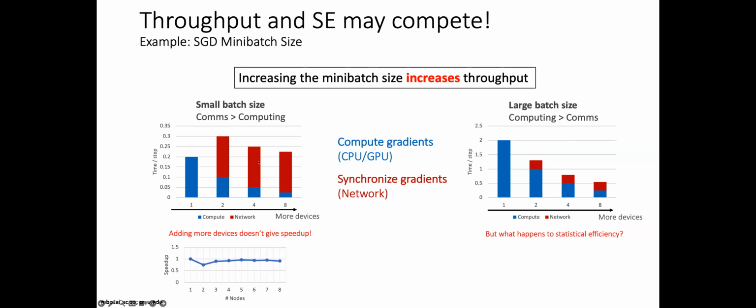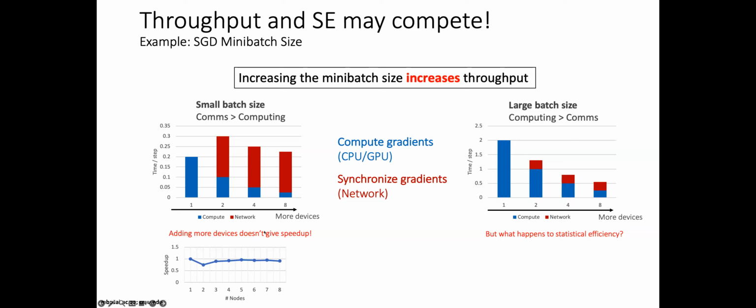So small batch size results in a lot of communication overhead relative to compute. In large batch size, the compute part grows while the communication part stays the same, and that results in the overhead due to communication shrinking. And this is why with an overly small mini batch size, you get a problem where adding more compute devices doesn't give speedup.